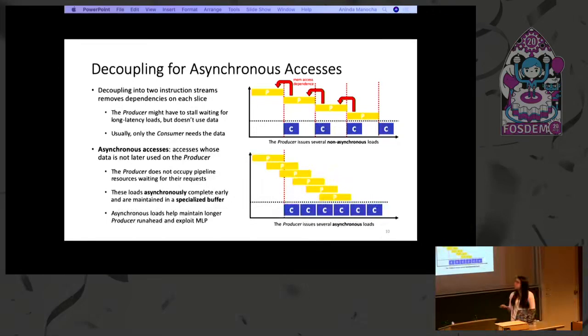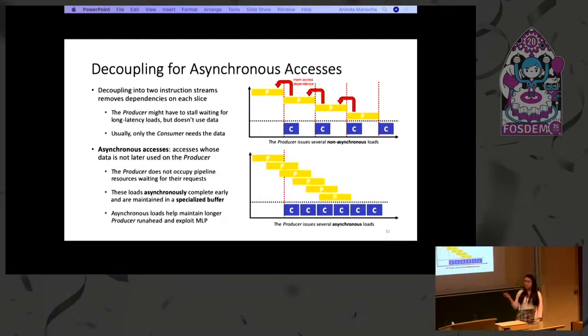So asynchronous accesses are memory accesses where the data is not later used by the producer. So this is where the producer can hand it off to the consumer and move on to issue its later memory accesses. And so as a result, it doesn't have to occupy its hardware structures or its pipeline resources.